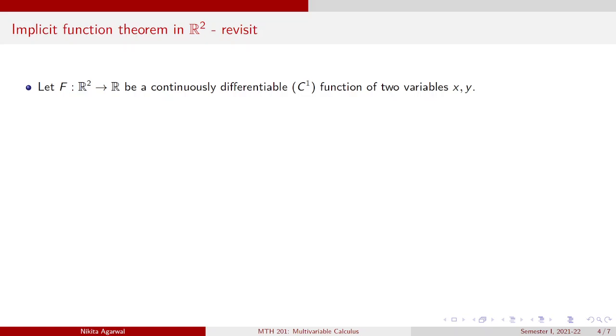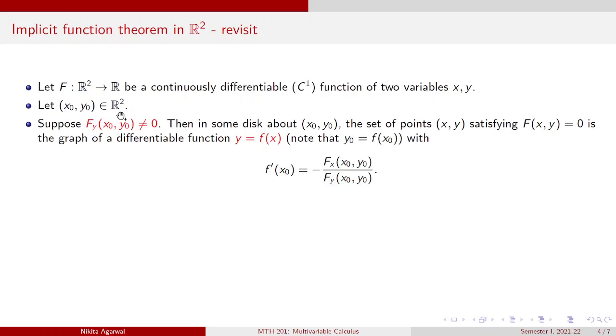We will discuss the examples in a minute, but let us recall the implicit function theorem in R2, which we studied last time. So let capital F go from R2 to R be a continuously differentiable function of two variables x and y. So what is continuously differentiable? It has partial derivatives and the partial derivatives are continuous. So it's a differentiable function and the first order partial derivatives are continuous. Right? So you take a point x0, y0 in R2 and this is what we saw last time.